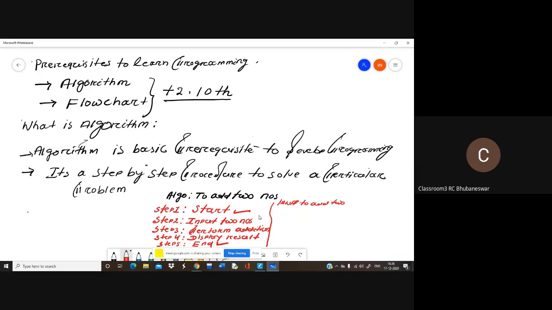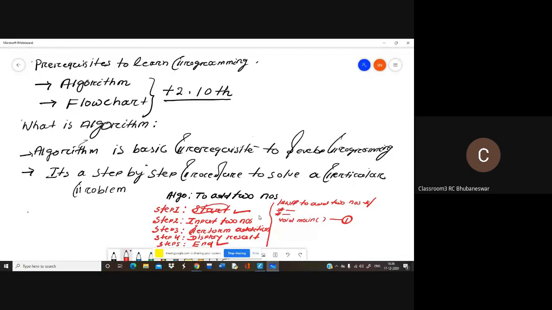Let me write the C program, just to make you know that yes, algorithm is related with programming. There is some syntax that will be followed. I am not discussing it right now because that will be discussed later. So our algorithm starts with step one, start. Our program also starts with the main function. The main function is the starting point of our program. So step one is main. Our C program starts with the main function.